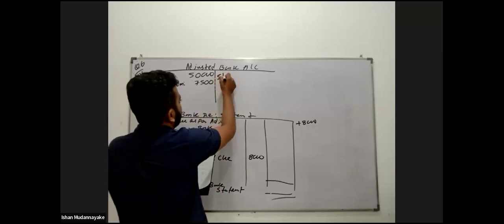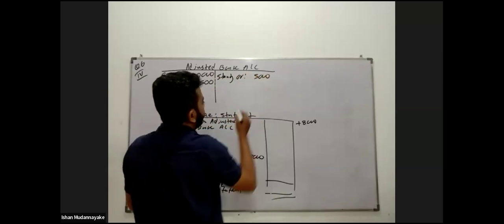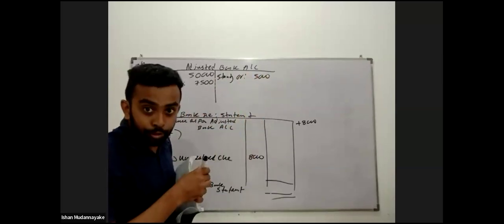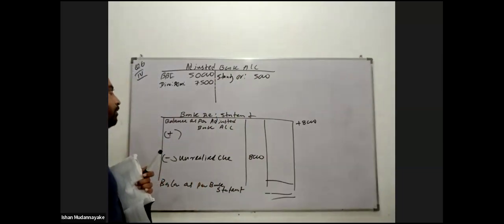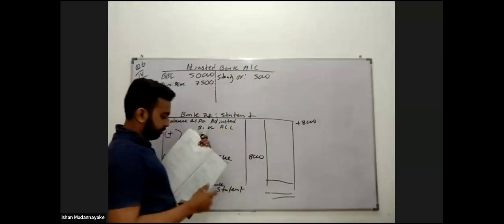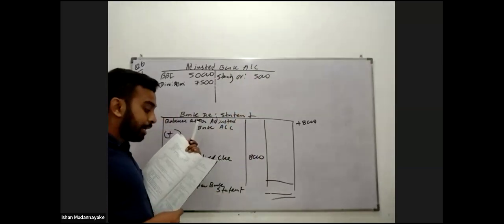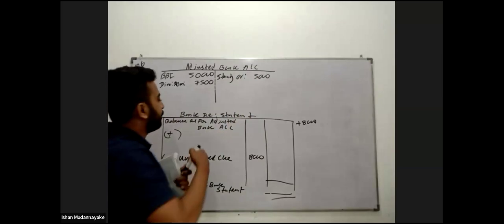Next one, payment on standing orders 5,000. Standing order 5,000, you have not adjusted. You are the accountant of the business. Then standing order, adjusted bank account, credit, cash outflow. Next one, bank charges also the same. You have not adjusted bank charges, then bank charges credit.